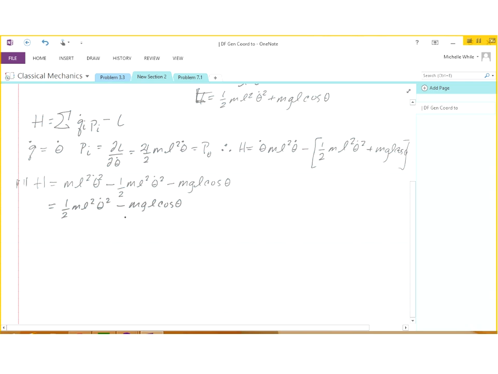And if you recall, this one is our potential energy and this one is our kinetic energy, and we're adding them. So our Hamiltonian is the kinetic energy plus the potential energy. Are there questions here?